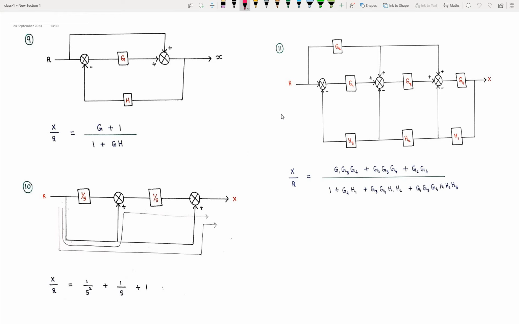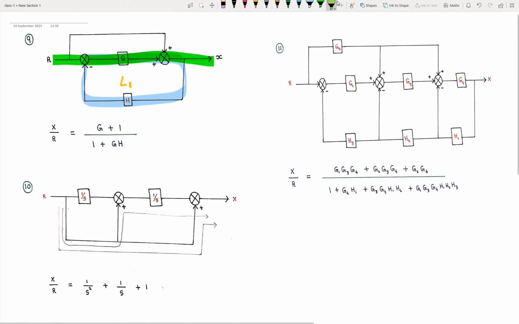I already solved a few problems in the previous lecture. The same procedure we follow here. The moment you see the block diagram, you find out the loop. So we have the loop here. We need to identify the loop as soon as we see the block diagram. So let me name it as L1 and we need to find out the forward path. So this is one forward path and one more forward path is this one.